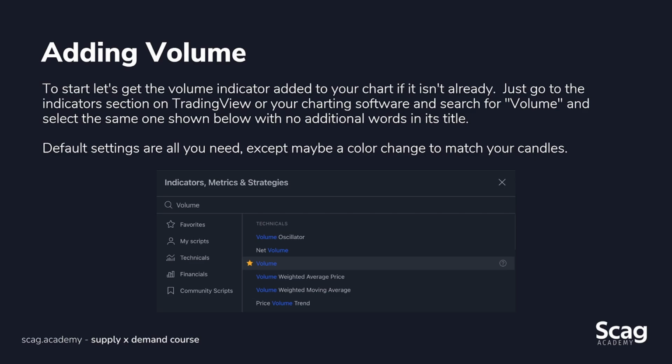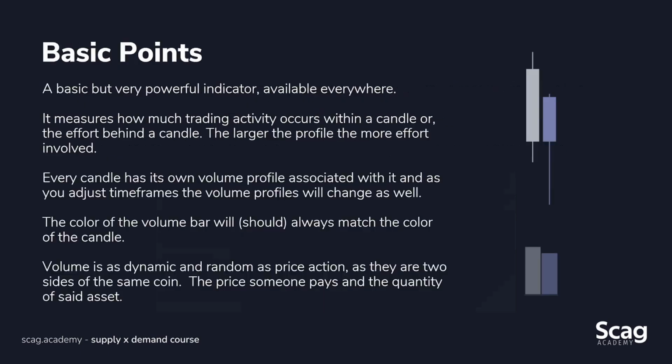Alright, family, so let's jump into some of the basic points about this volume indicator, right? So this is a basic but very powerful indicator. It is available everywhere. What is happening with this indicator is that it measures how much trading activity occurs within a specific candle, or as we like to call it, the effort behind a candle, right? Bringing this back to the law of effort, which is one of the three laws of the market for us.